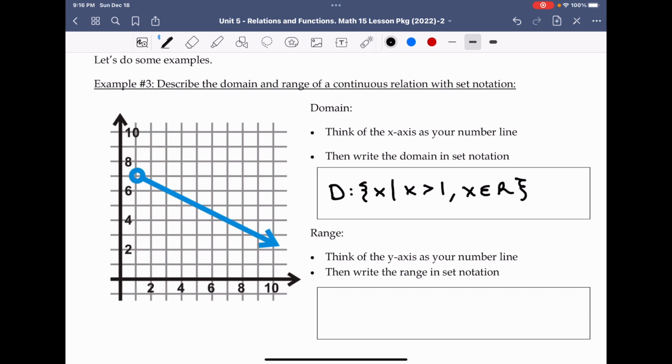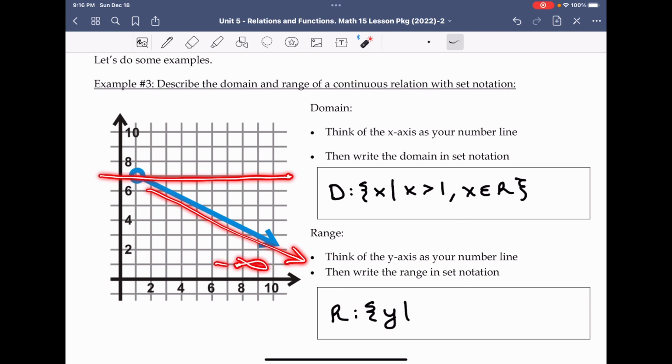Okay, now the range. We're going to do something similar here. The range, curly bracket, y such that. We want to figure out what the lowest value is and what the highest value is. Well, the highest value occurs at 7. The lowest value happens at -infinity because it keeps going down and down and down. So if the highest value is +7 and it's not included because of the hollow dot, we're going to say that y is strictly less than 7.